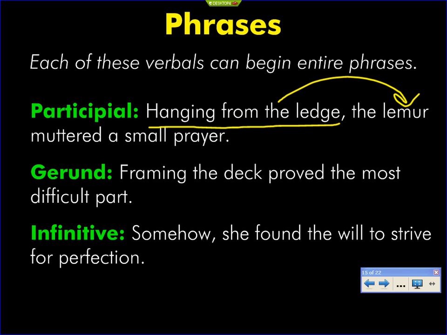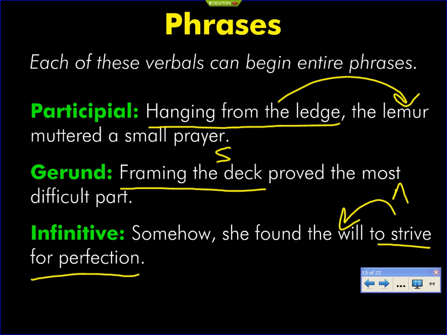Framing the deck proved the most difficult part. Framing the deck. Excellent. It's a gerund, which means it's a noun, but what noun job is it doing? Correct. Somehow, she found the will to strive for perfection. Hunter. To strive for perfection. That's correct. To strive for perfection. That's my infinitive phrase. Doing what? Modifying the direct object. Therefore acting as? Correct. Nice. Good job.